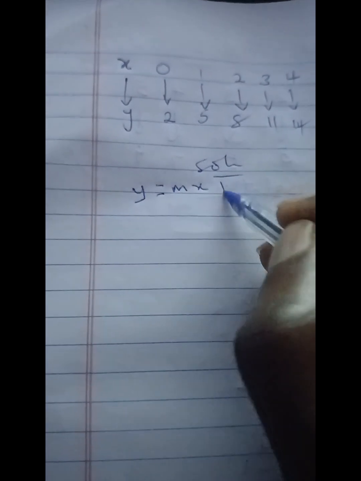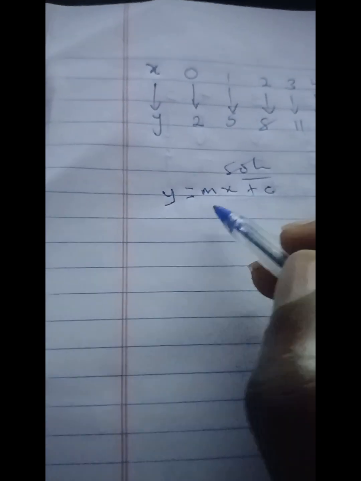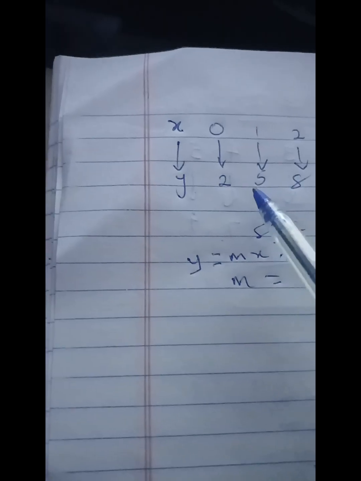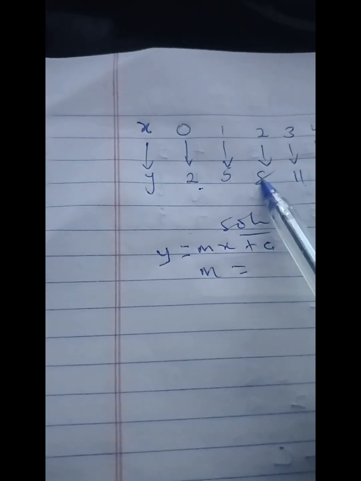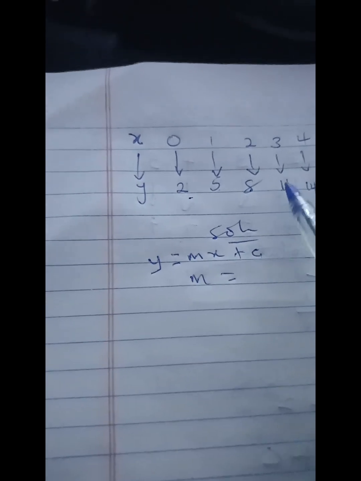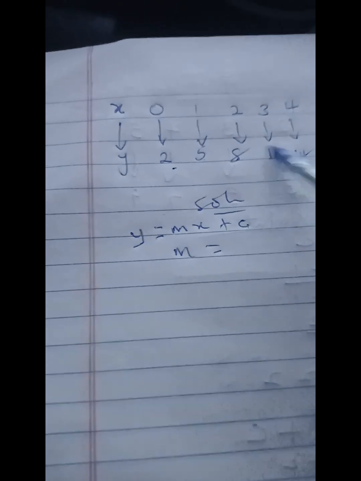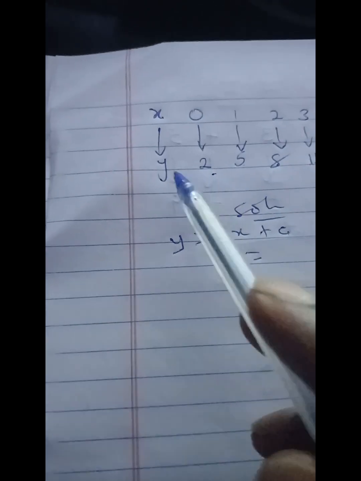Let's find the rule for this particular mapping. First of all, let's state the equation of a line. So y is equal to mx plus c. Then let's find the value of m. Let's look through the y values. What is the difference between them? Now the difference between 5 and 2, so 5 minus 2 will give you 3. Let's check that of the 8 minus 5 will be 3, 11 minus 8 will be 3, 14 minus 11 will be 3. And since the differences are the same, it's telling us that it is linear mapping.